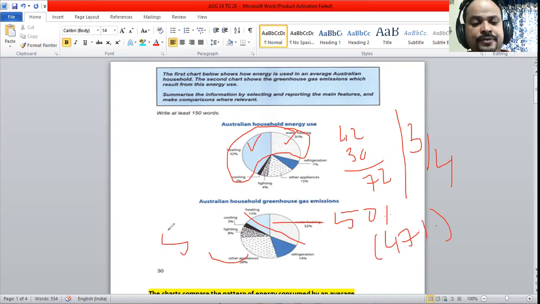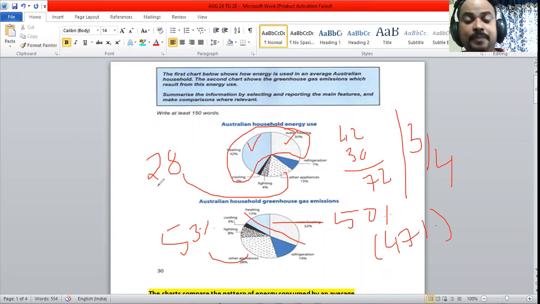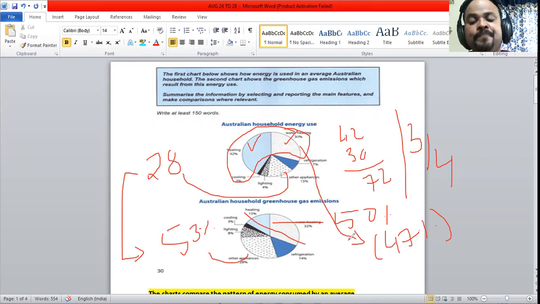The other goes to 53%. Here the others go to just 28%. From 28%, that is the energy use of these. But the gas emission is 53% from these equipment. The gas emission from water heating is just 47. So this is another way of comparison.